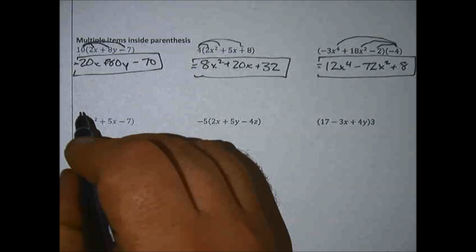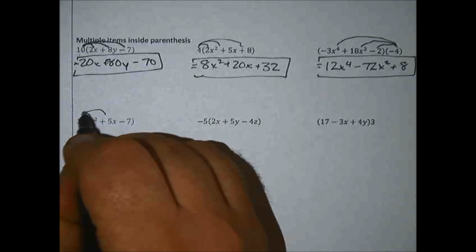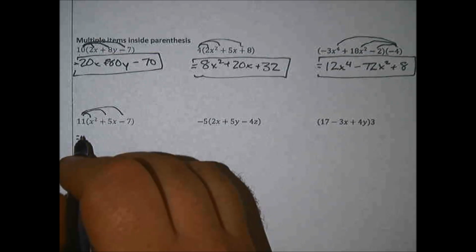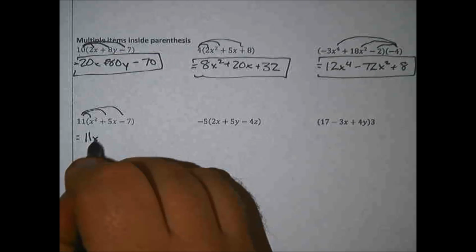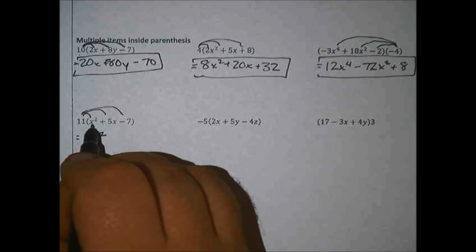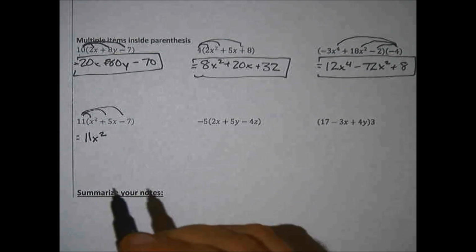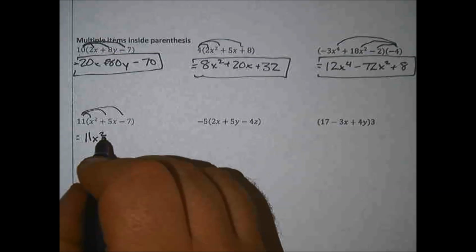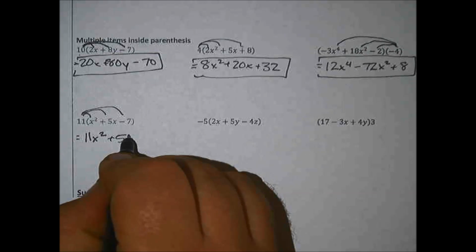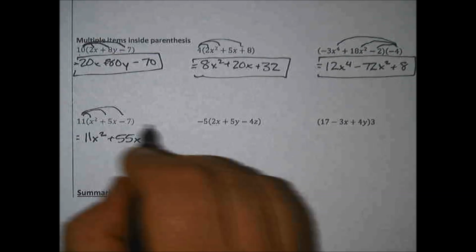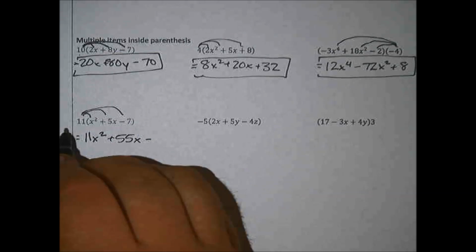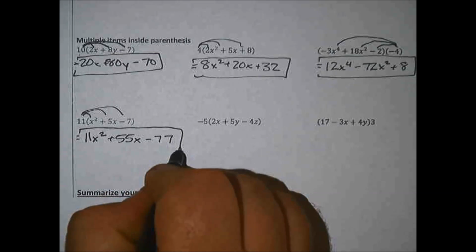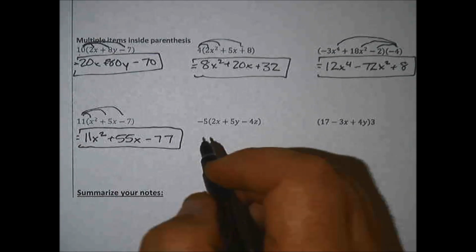Okay, welcome back. Hopefully you had no problem with these. If you didn't, that just means you're getting better. If you had a little issue, you just need some more practice and you'll be fine. 11 times x squared is 11x squared. 11 times 5 is plus 55. Okay, there's the x there. And negative 7 times 11 is negative 77. I love multiplying by 11. It gives me cool numbers.